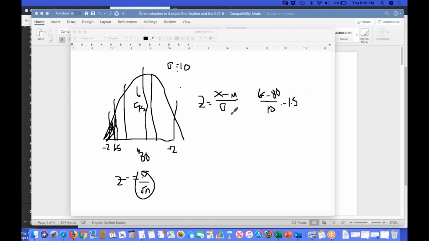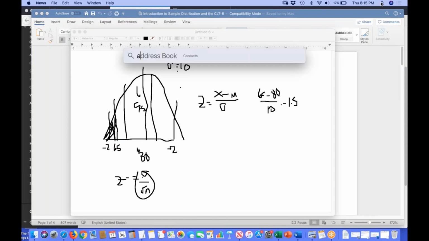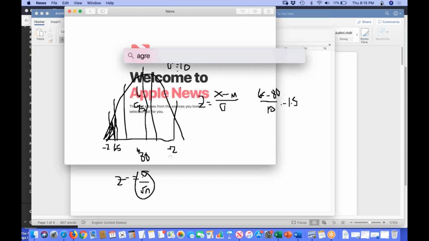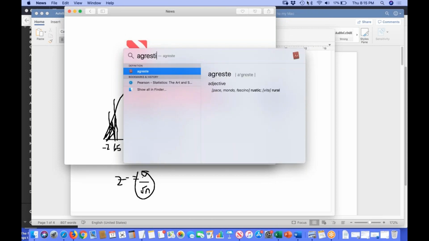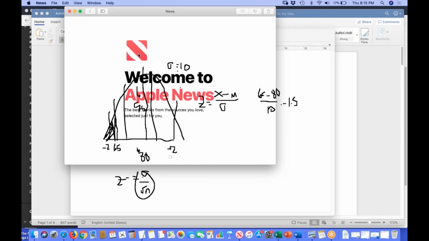So we can't use the empirical rule because it's not an even number, not one standard deviation, two standard deviations. So what are we gonna do about that? Well, we need a t-table, or we can use Excel, but for the moment, I'm gonna use the t-table. Okay, I'm gonna get the t-table.